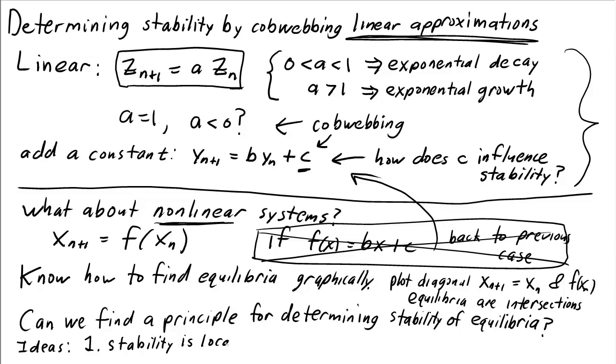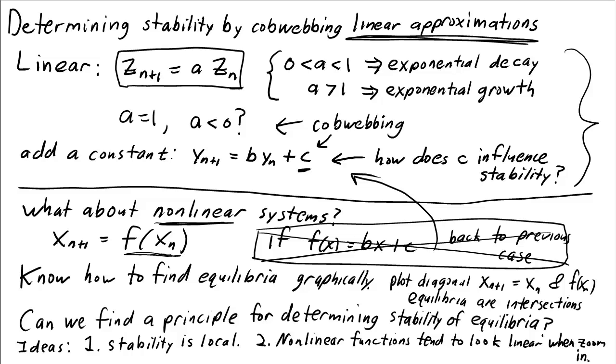right near that equilibrium. An equilibrium is stable, or we might say locally stable, if whenever we start near the equilibrium, we always stay near the equilibrium. And it's unstable if no matter how close we start to the equilibrium, we can still move away. The second idea is that most nonlinear functions tend to look linear when you zoom in. Even if the graph of a function is a complicated curve, if that curve is smooth, then when we zoom in, the graph of it looks like a line. This zoom-in line is the linear approximation that we're going to use to try to estimate the stability of equilibria.